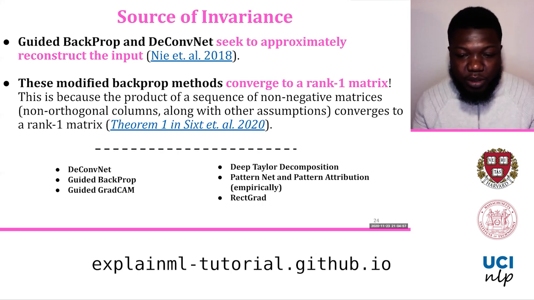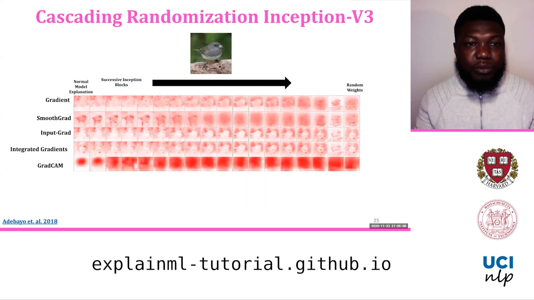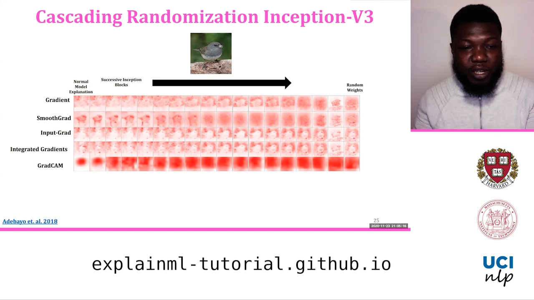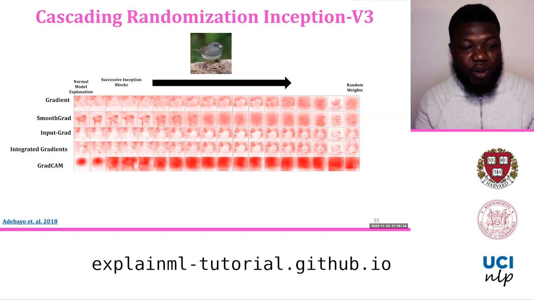And some of these methods are actually widely used, which speaks to the importance of really taking the fidelity and the faithfulness of an explanation method very seriously. So not every explanation method is invariant, and we can repeat this experiment of cascading reinitialization of the weights for an Inception V3 model for a variety of other explanation methods, and for methods like the gradient, SmoothGrad, integrated gradients, and Grad-CAM that we've seen before. These methods undergo substantial changes as the parameters of the model are being reinitialized.